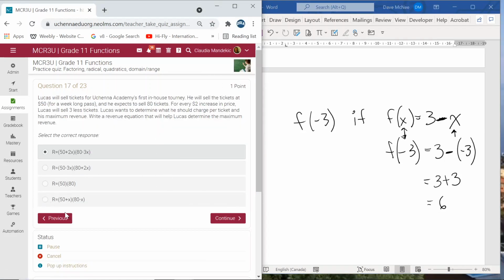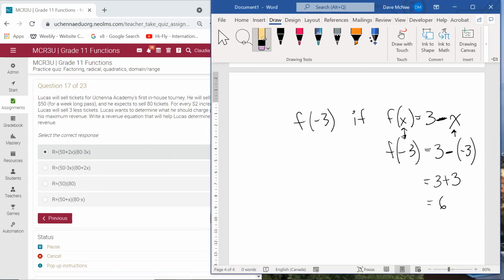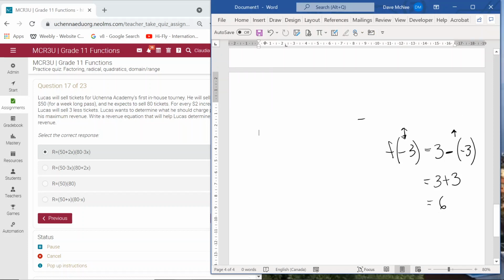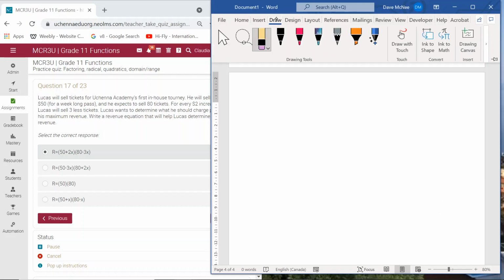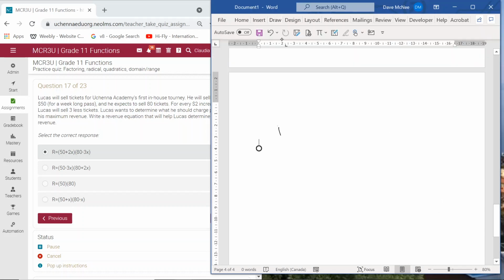This question here really talks about maximizing and setting up an equation for maximizing revenue. So we are going to have lots of maximize and minimize questions. This is just one type. In this question, I'm asked to maximize revenue. And revenue is really how much I charge per item times the number of items that I'm selling. The initial amount that Lucas is doing is he's selling these tournament tickets for $50, and he's going to sell 80 of them. So that's the initial condition, 80 tickets for $50.